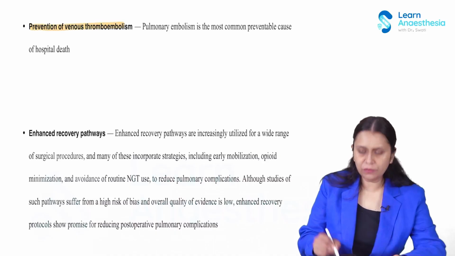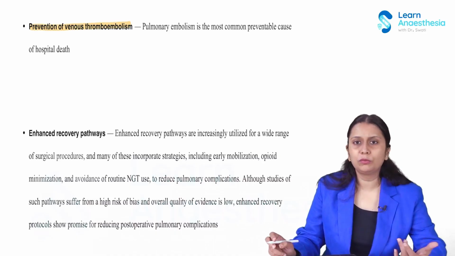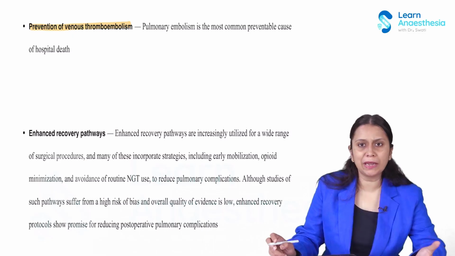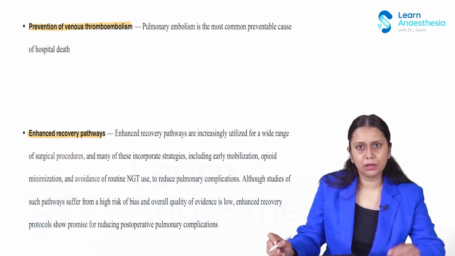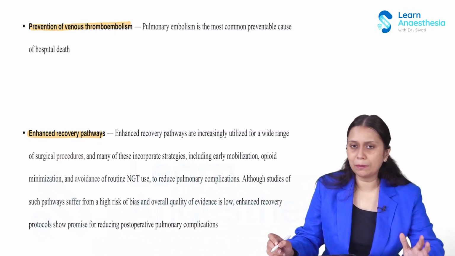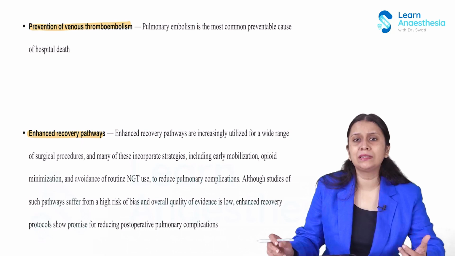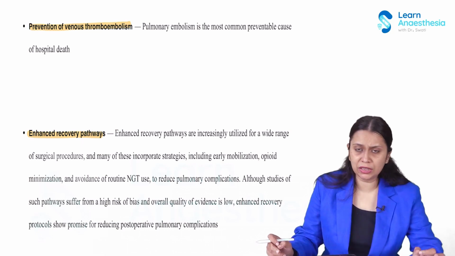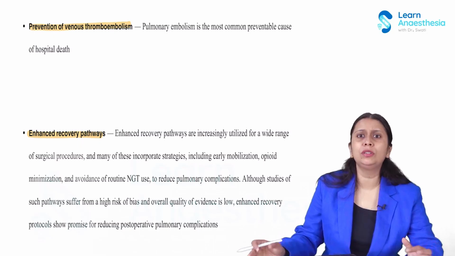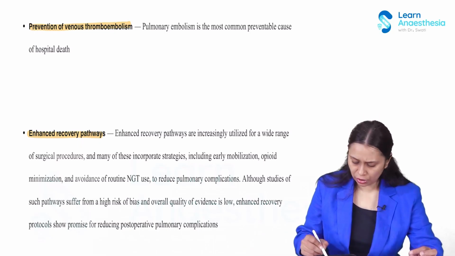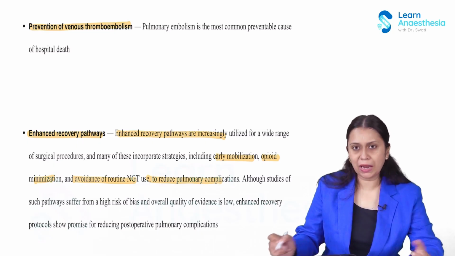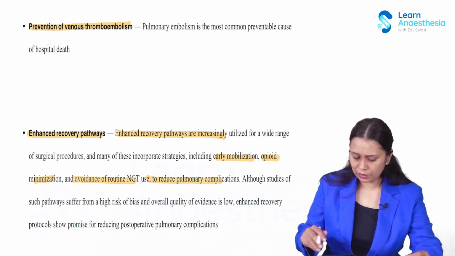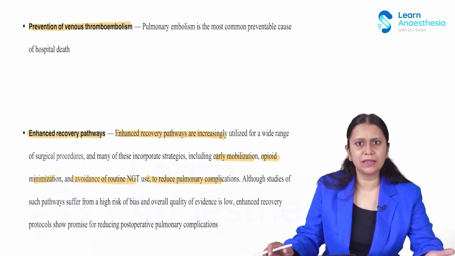Then prevention of thromboembolism was another post-op strategy, with a bundle of care to prevent venous thromboembolism: mechanical compression and drugs should be used in high-risk patients. An enhanced recovery pathway, low opioids, prehabilitation, following the NPO guideline judiciously, optimal fluid, all this would decrease the risk of post-op pulmonary complications. So enhanced recovery pathway, that is early mobilization, opioid minimization, and avoidance of routine nasogastric tube, is practiced to reduce pulmonary complications, right?